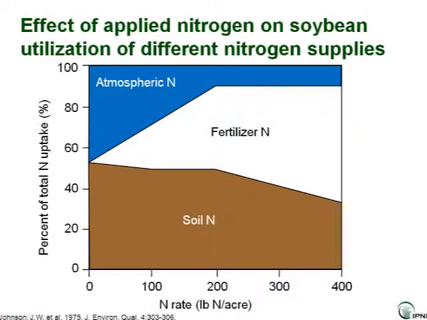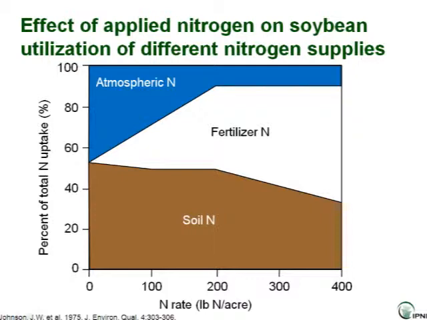If you take a look at how these relationships look, here on this bottom axis, this is my nitrogen rate. As I increase this nitrogen rate to very high levels, you can see that a greater proportion of the nitrogen in the soybean plant, this white area, comes from the fertilizer I apply. And the more fertilizer I apply, this blue area decreases.